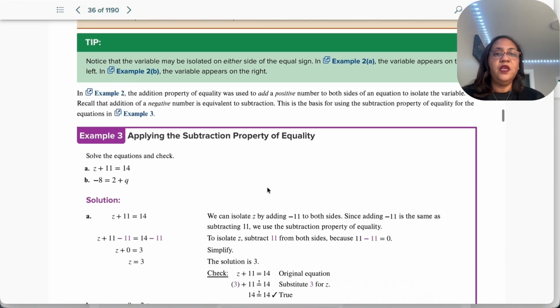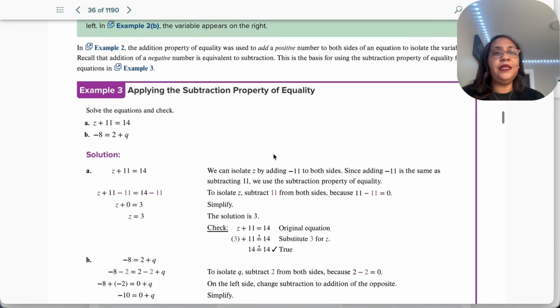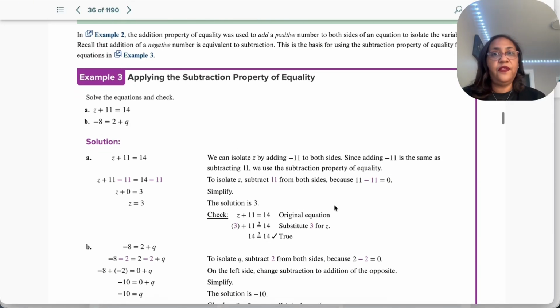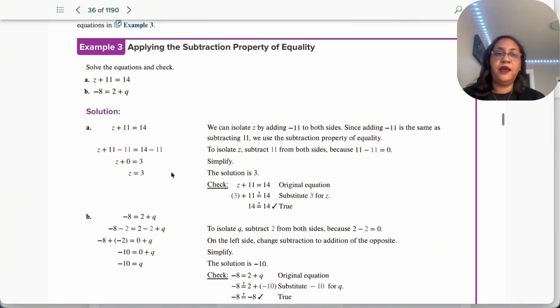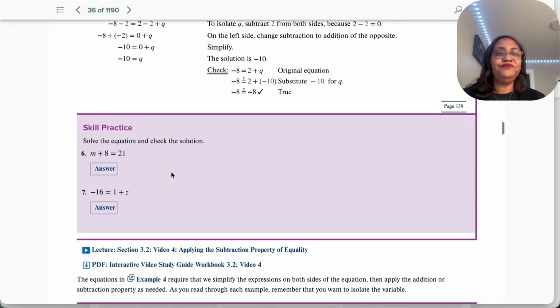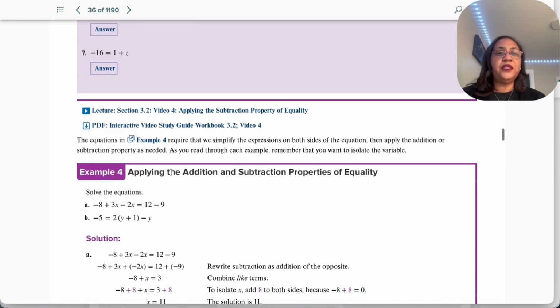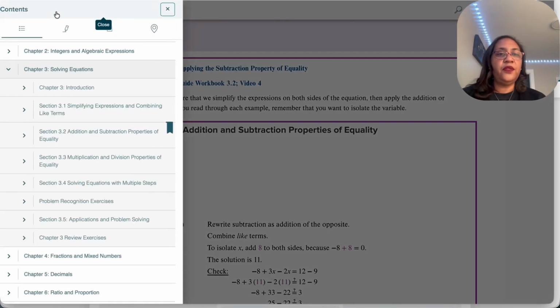Okay. Subtraction property of equality. Just be careful about your signs. They do matter. The order matters. Negatives matter. So just be careful. So here, if I'm subtracting 11 from both sides, I don't want to write 11 and then minus 14. I want to do 14 minus 11. So be careful about that. And then you can do your skill practice, and then you can combine it all together.